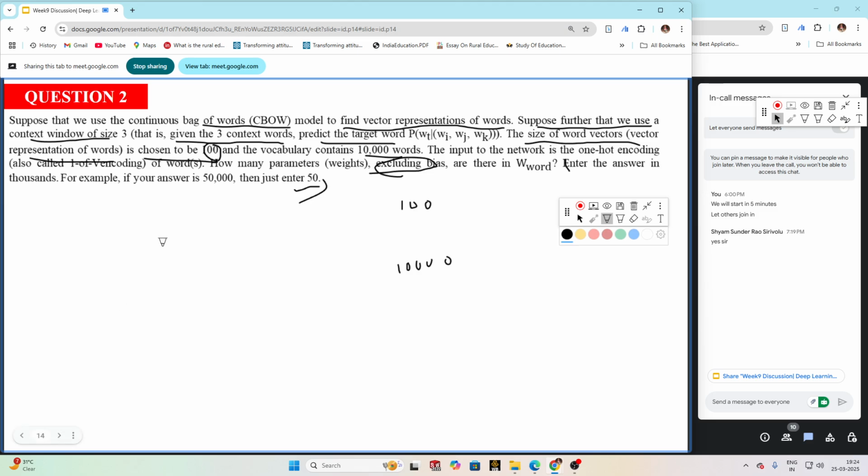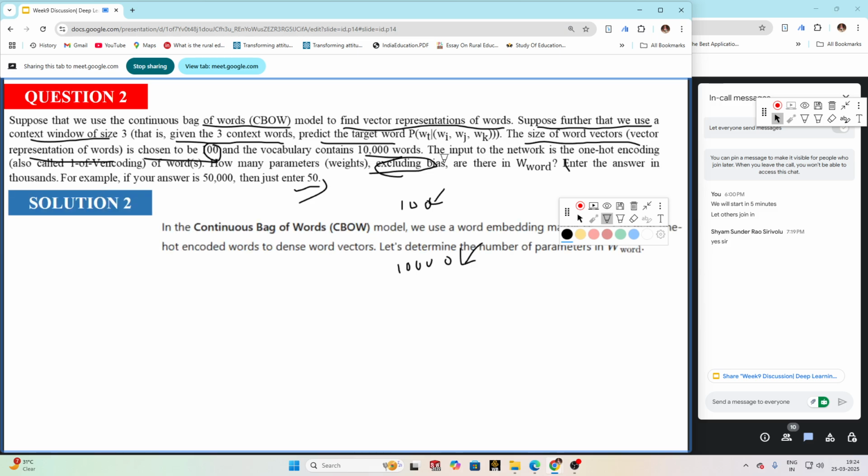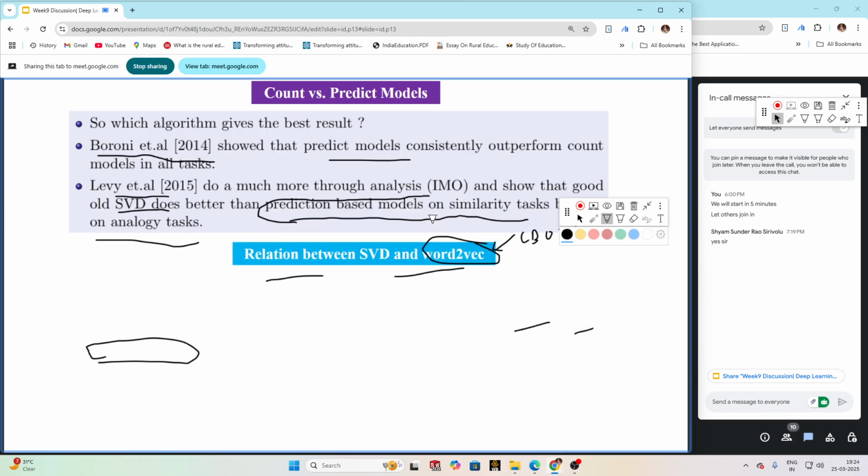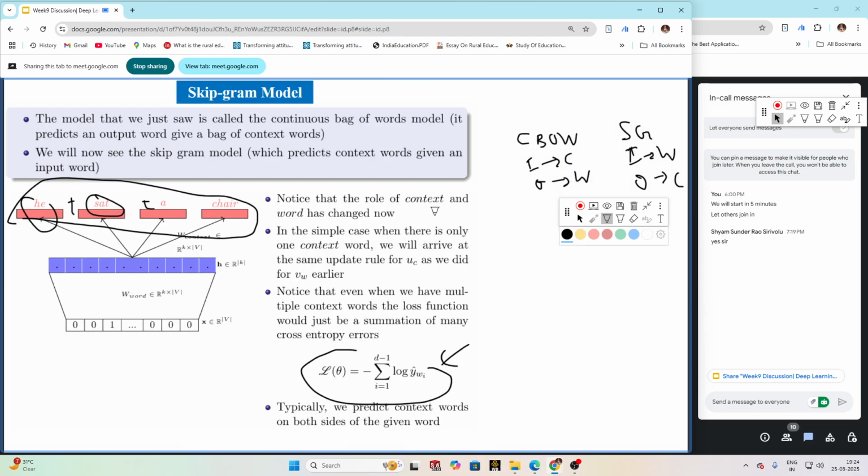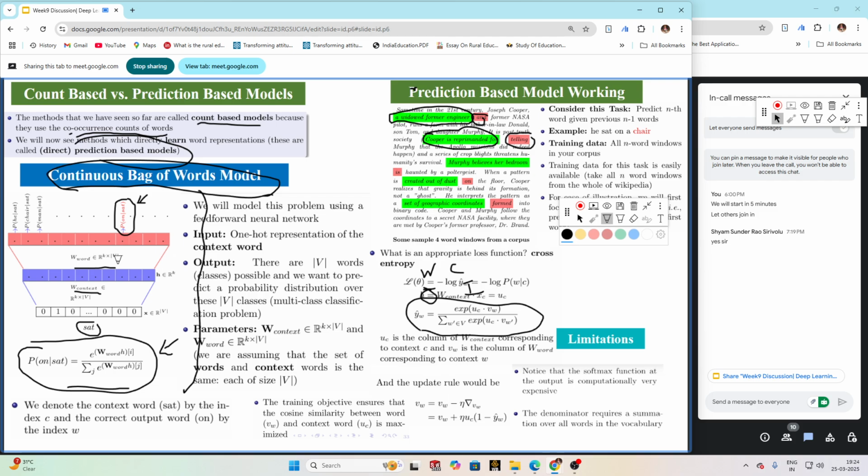So what do we do in the continuous bag of words model? We have the context words, and we are interested in finding the target word. Now here it has been asked how many parameters are there in the W word. Let's just see the diagram, it will be more clear. Yeah, this is our model. You will have this row and this row. This is the one-hot encoding.